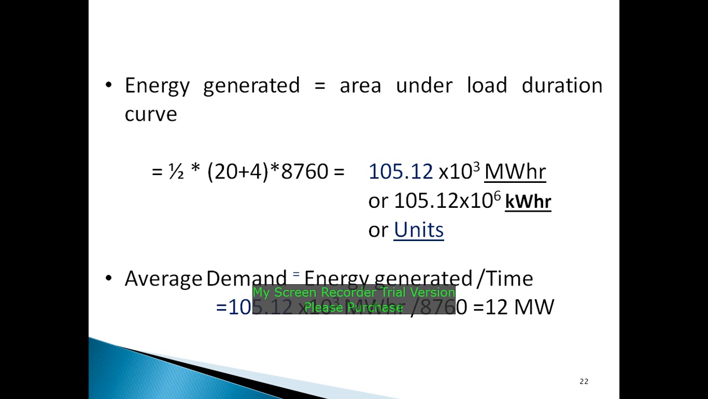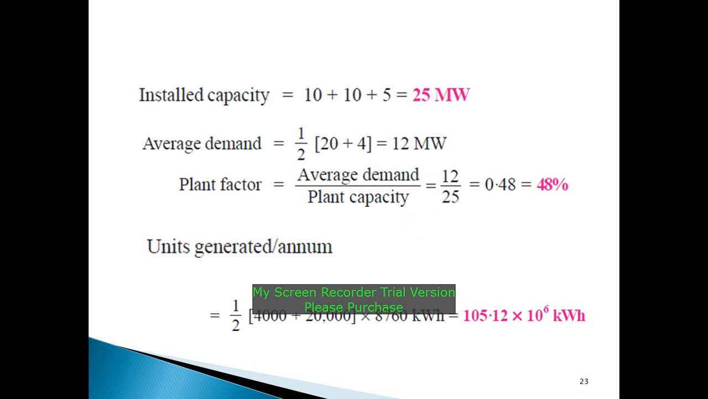So 105.12 into 10 power 3 megawatt hour divided by 8760 is about 12 megawatt. And the installed capacity: there are 3 units, 10 plus 10 plus 5, 2 of 10 megawatt and 1 of 5 megawatt. So totally 25 megawatt. So the average demand is 1 by 2 into 20 plus 4, which is about 12.